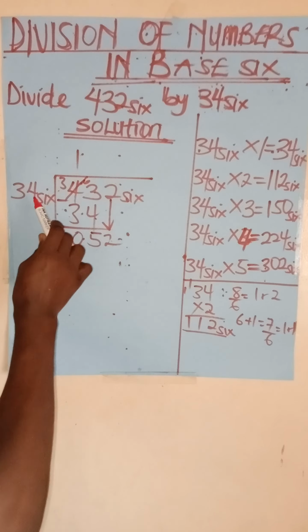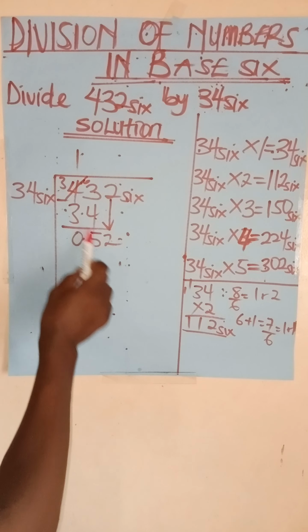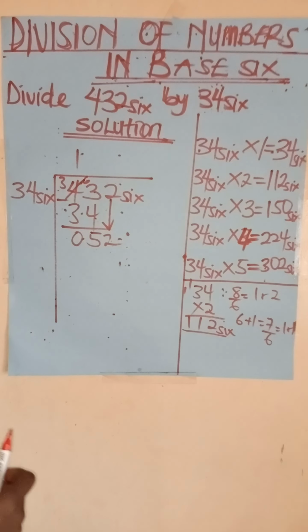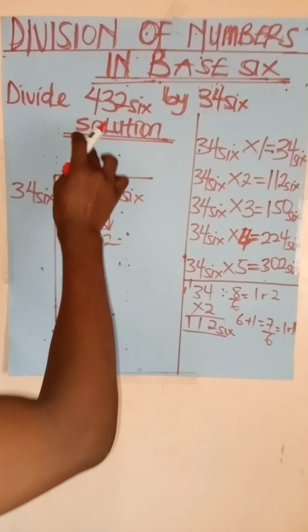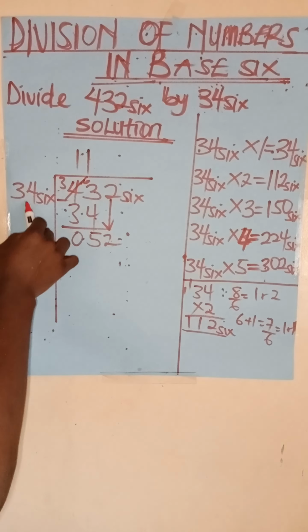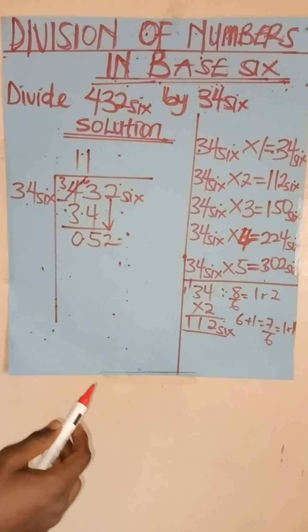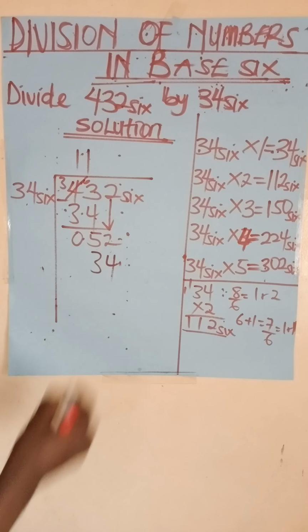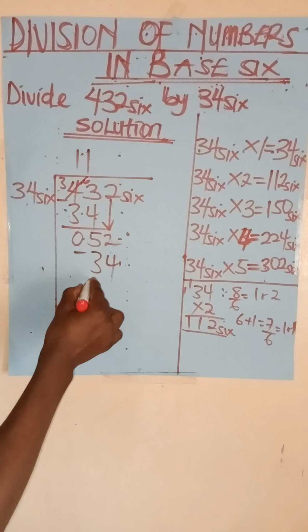Now, how many 34 can I see in 52? That is just 1 times. Once. So I'll write my 1 here. Then 1 times 34, I'm using my long division, is 34. Then what do I do again? I will subtract again.